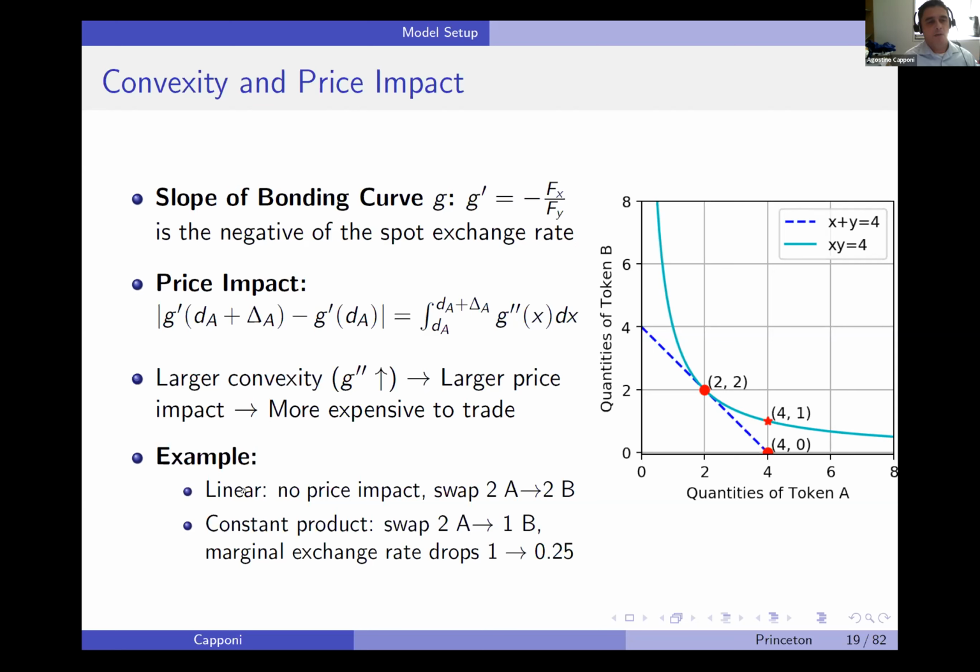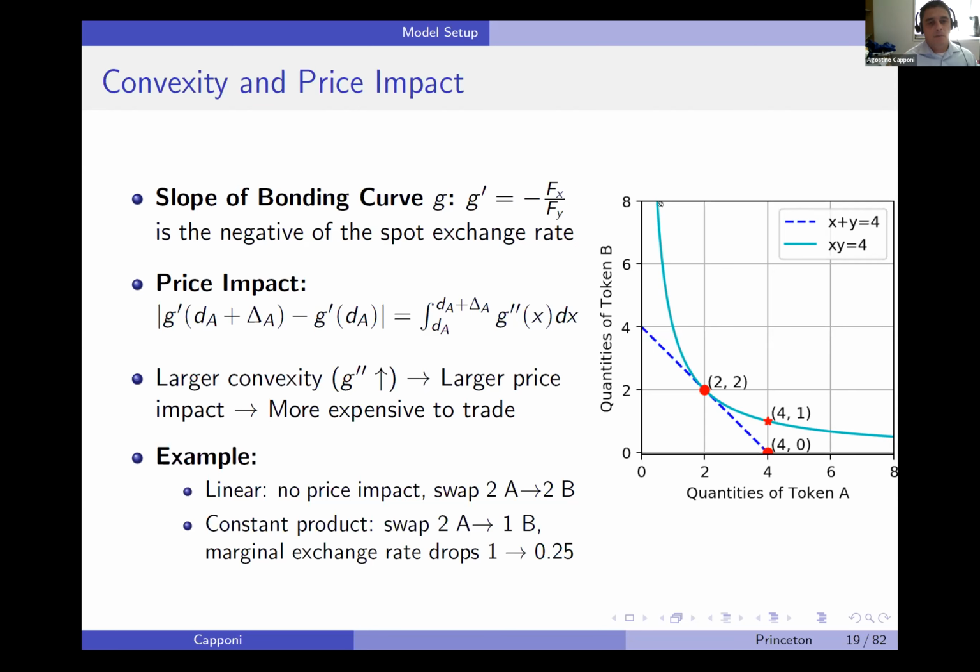A linear pricing function, which means the blue dotted curve, means that there is no price impact, right? If you want to swap 2 token A, then you will get back 2 token B. The pool has 2 token A and 2 token B, you deposit 2 token A, so the pool has 4 token A, and you get out exactly 2 token B, so the pool has 0 token B. So in this case, you are not paying any cost for trading.